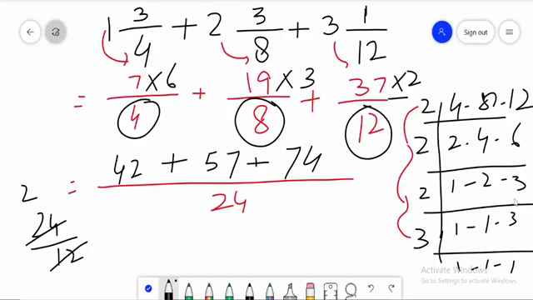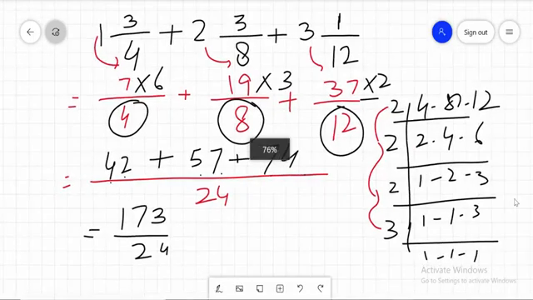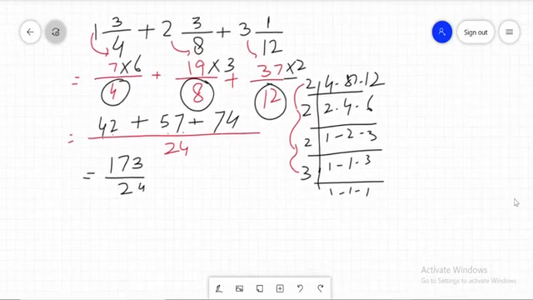This is the simplification, and now just add these three values you can see on screen: 42, 57 and 74. 2 plus 7 is 9, plus 4 is 13. Now 4 plus 5 is 9, plus 7 is 16, and plus 1 is 17 over 24. Now we need to find the answer in mixed form.